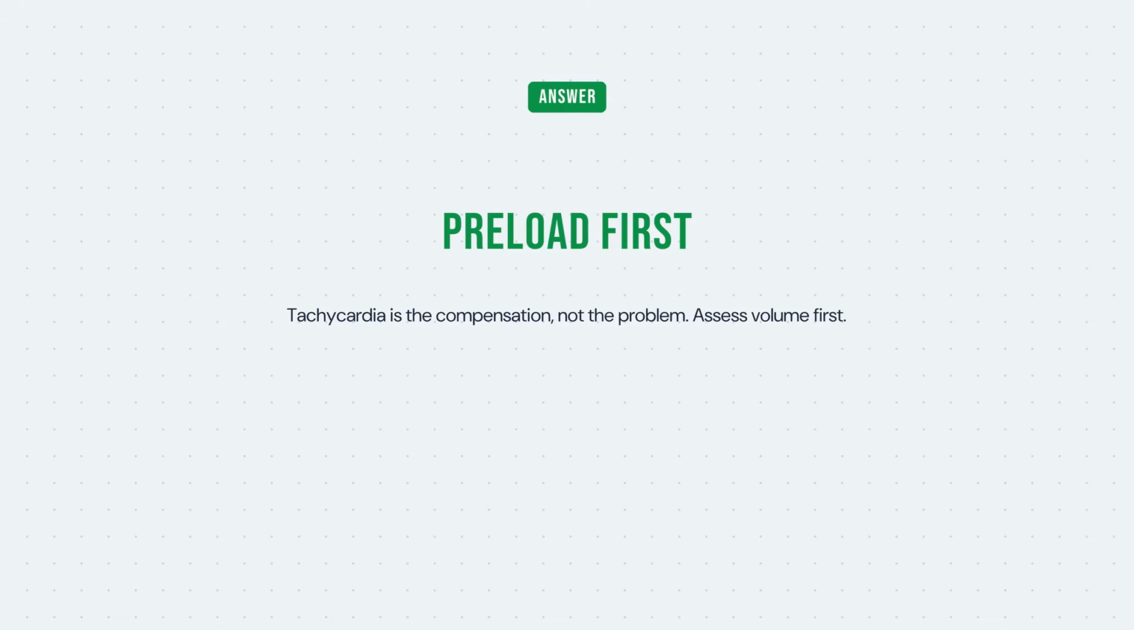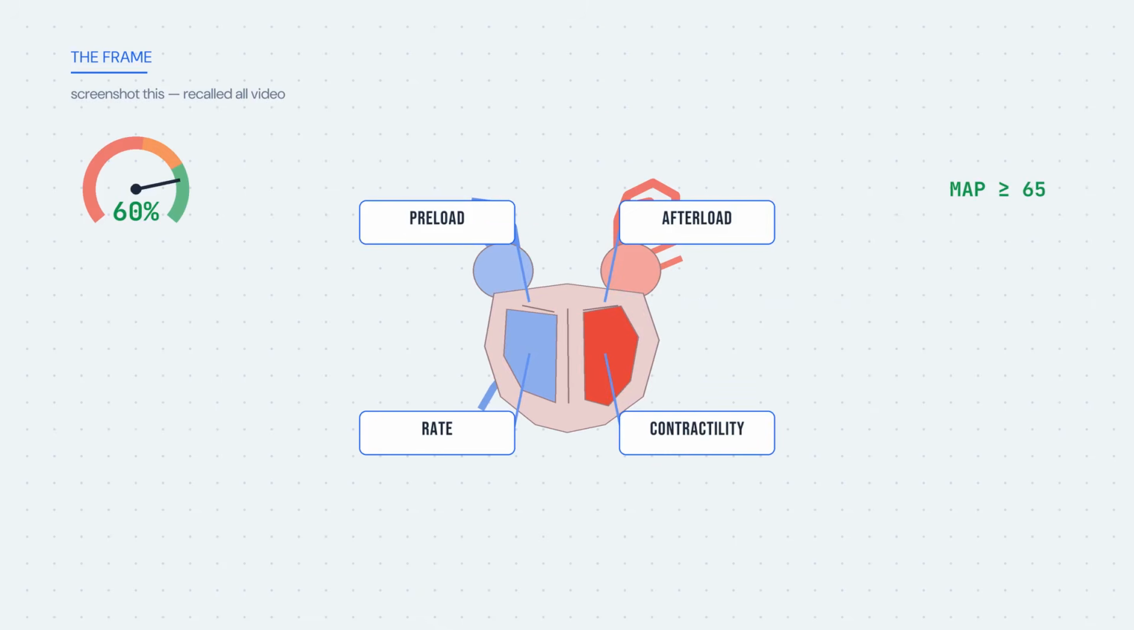Preload. Because the fastest, most common, and most correctable reason stroke volume drops is that there is not enough volume coming back. Assess volume status before you reach for anything that changes the squeeze. Tachycardia is usually the compensation, not the problem. Ask what it is compensating for. That is the whole foundation.